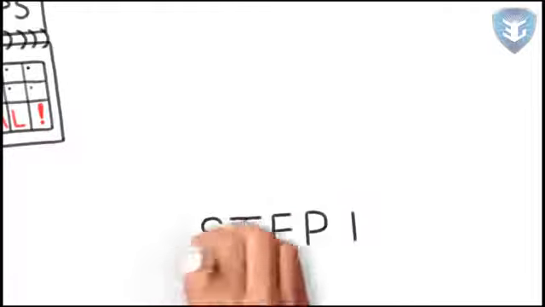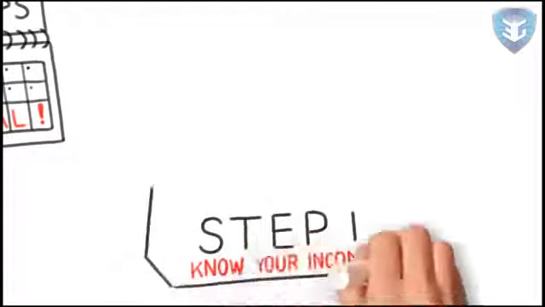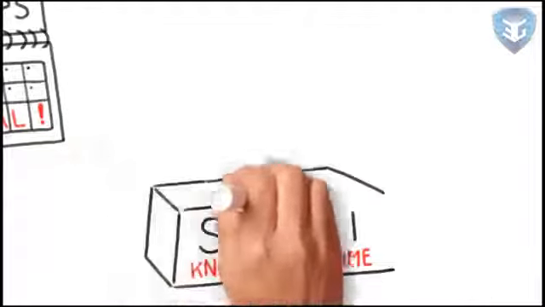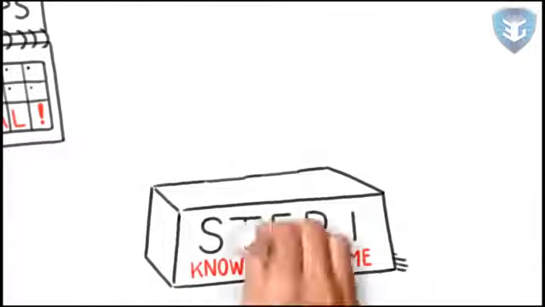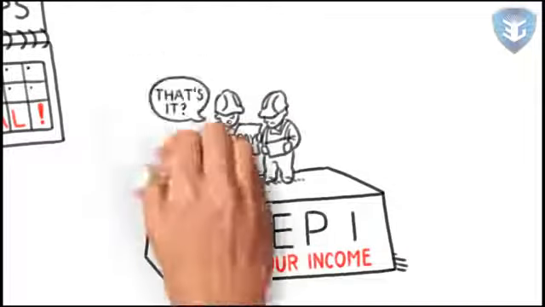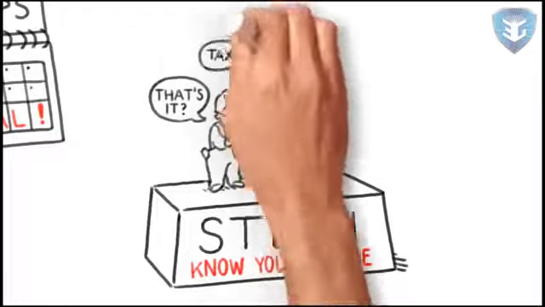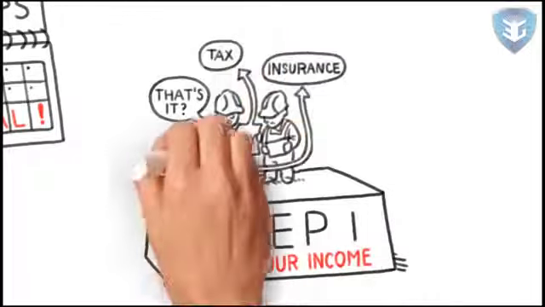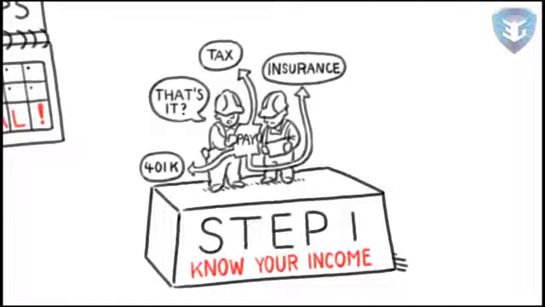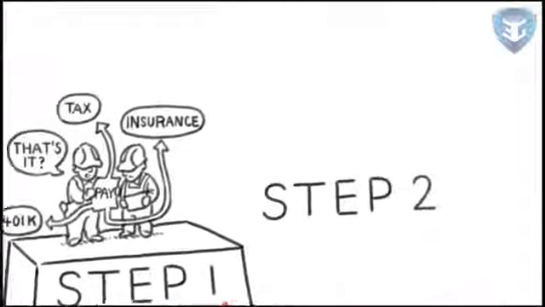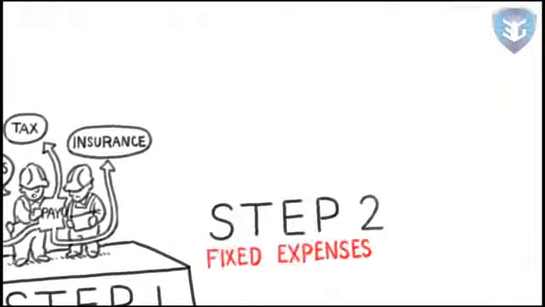Step 1, know your income. Seems simple enough, right? But knowing how much you can spend each month starts with knowing how much you take home. That means you can't build your budget based on your salary. It should be based on your net income. So get out some pay stubs and see what you're clearing after taxes, insurance, 401k contributions, and other stuff like that. Step 2, determine your basic expenses.